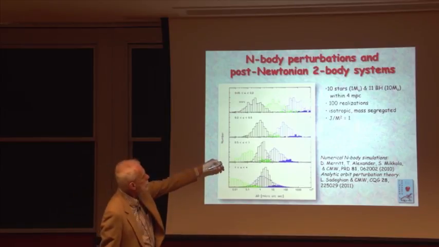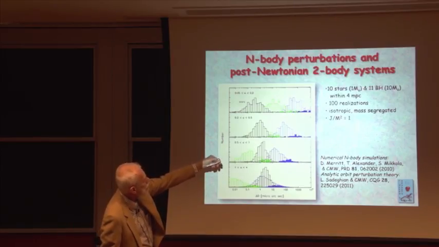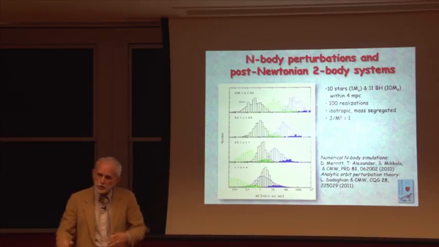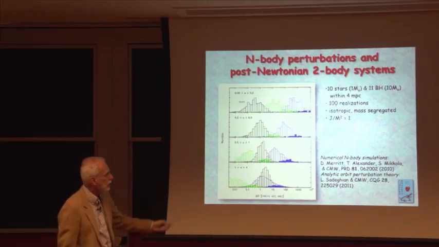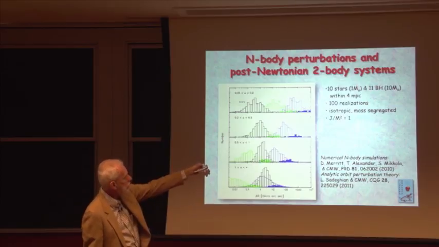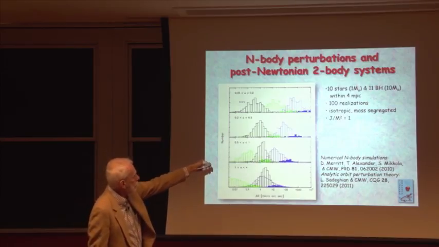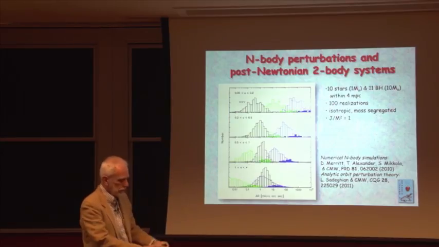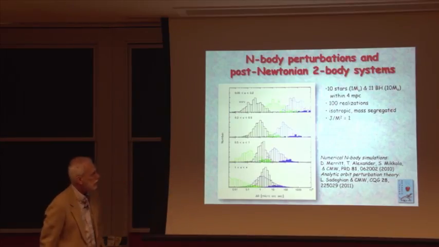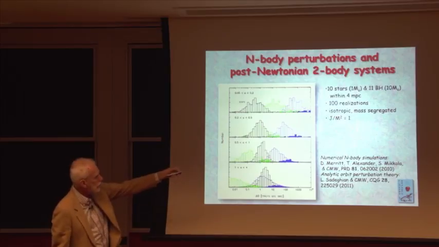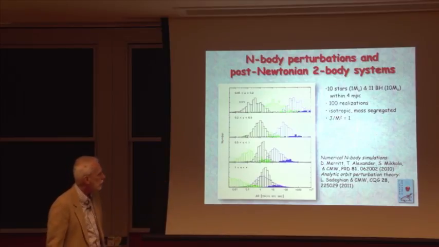So imagine a cluster, in this case, of 22 objects: 10 stars and 11 10-solar-mass black holes. We did a whole range of possible central clusters, all within 4 milliparsecs. This is inside the S2 star. The typical distribution in orbital elements here, just for an extremal black hole, just to fix some numbers.